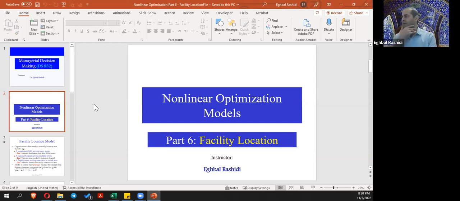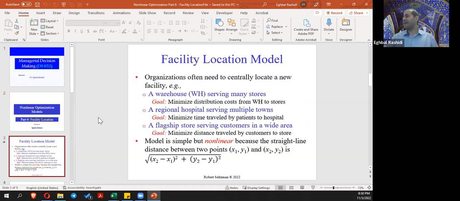A little bit similar, because we have to use a nonlinear function, which is the Euclidean distance function between two points. If you remember from algebra, from high school, how you find the distance between two points, we need to have the dimensions x and y for this, and x and y for this, and then you can find the square root of (x1 minus x2) squared plus (y1 minus y2) squared. That's going to be the Euclidean distance. So this is what we are going to do, and that's what actually makes our model nonlinear. So this is a facility location, and the last model and last example that we're going to solve for nonlinear problems. All right, so organizations often need to centrally locate a new facility.